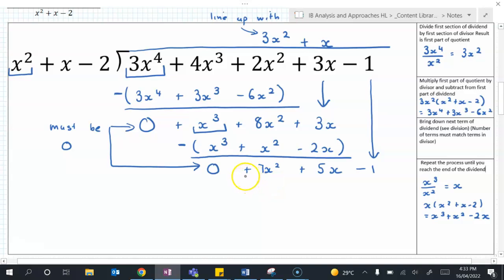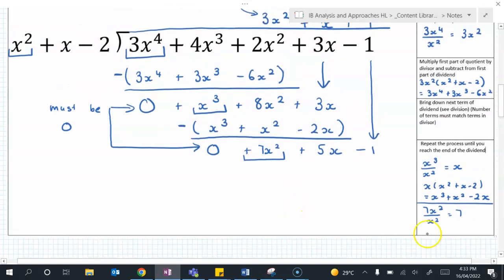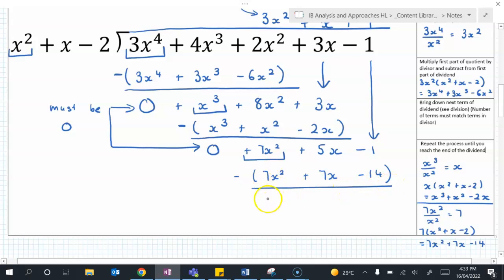I take this x squared and I divide it by the x squared in the divisor. That gives me 7. So I put a 7 up above the take 1. And then I multiply that 7 by everything in the divisor. So 7x squared plus x take 2 is going to give me 7x squared plus 7x take 14. And I'm going to subtract that. So 7x squared plus 7x take 14. So 7x squared take 7x squared gives me 0. That again fits.